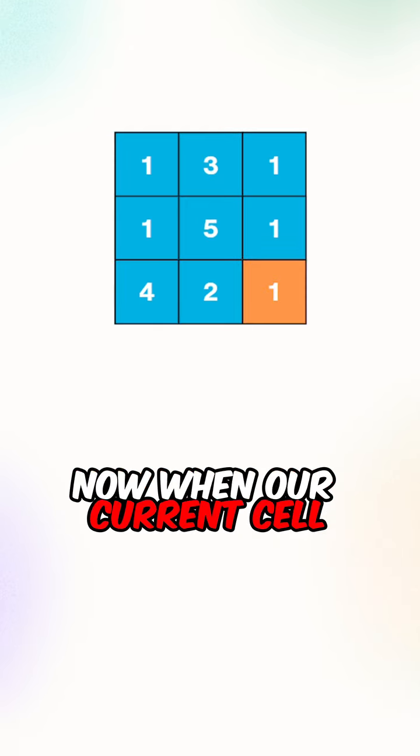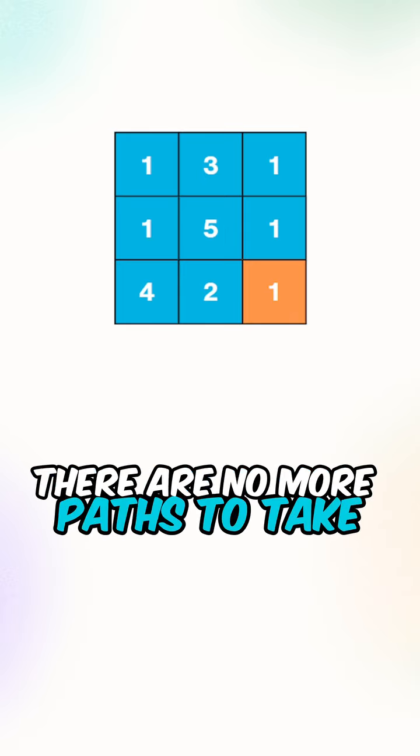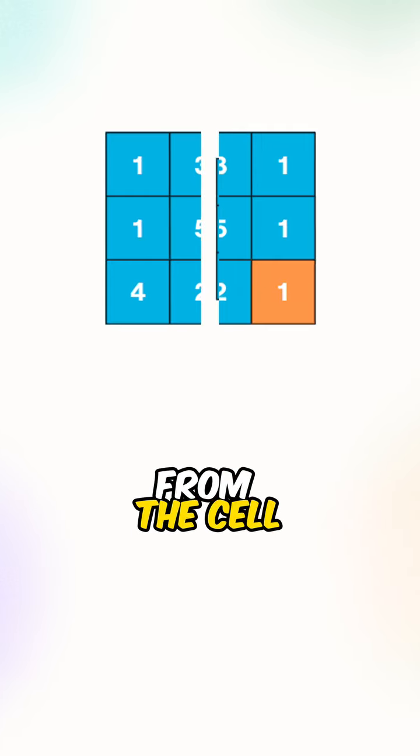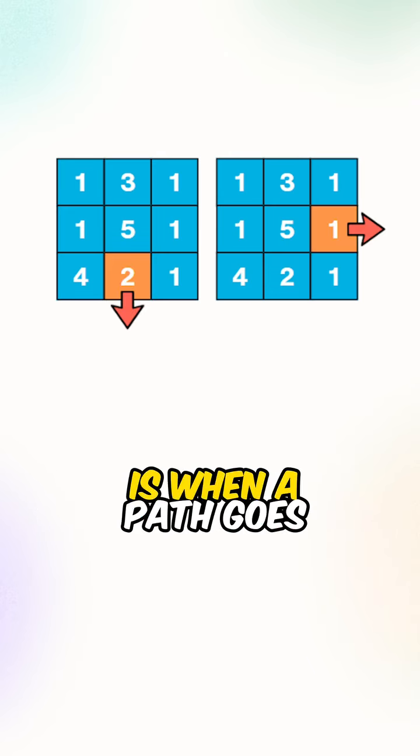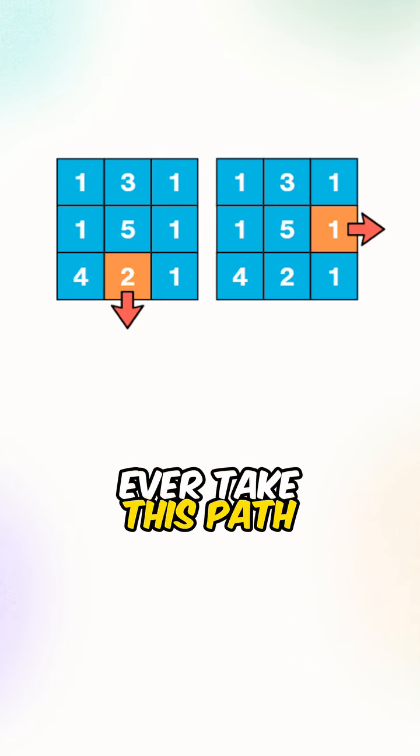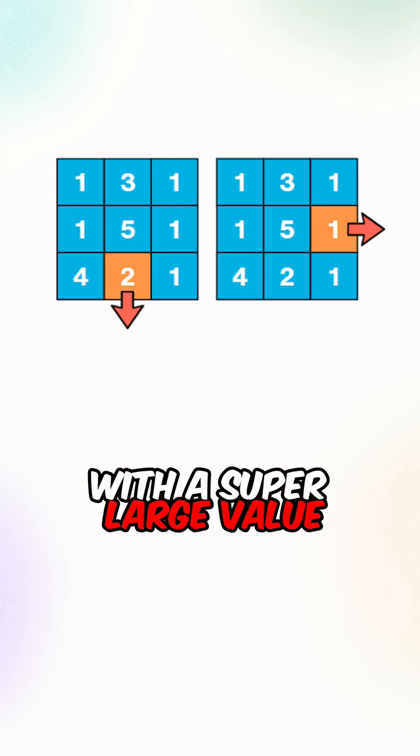Now, when our current cell is at the bottom right corner, there are no more paths to take, so we can just take the value from the cell. A side case that we need to handle is when the path goes out of bound. We don't want to ever take this path, and we can represent it with a super large value.